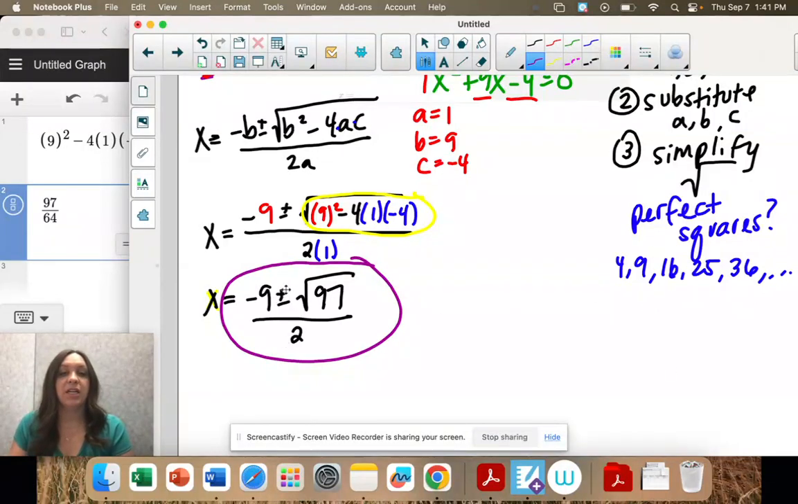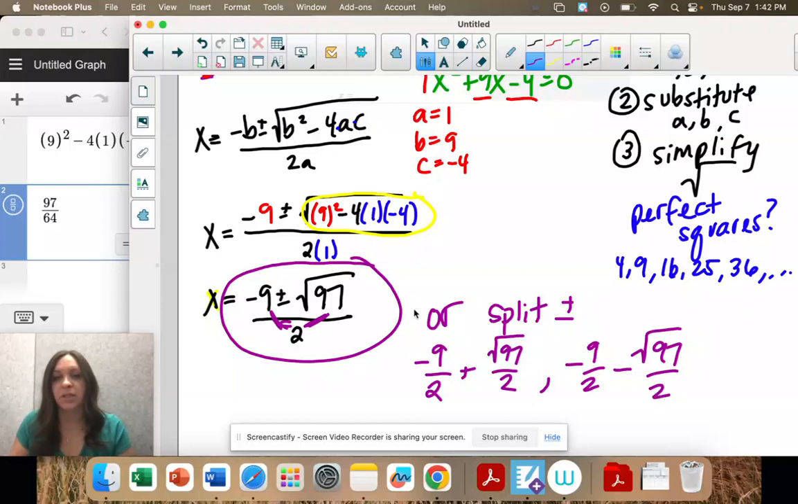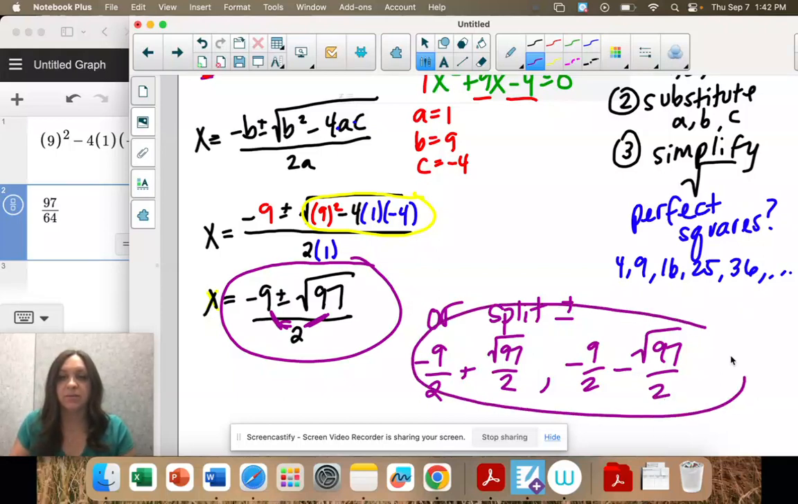So you can write it like this, or you can split the square root. Not the square root, plus or minus. So our answer would be negative 9 halves. This 2 goes to both terms, plus square root of 97 over 2. And then negative 9 halves minus square root of 97 over 2. These are equivalent, okay? You can put it in either way.